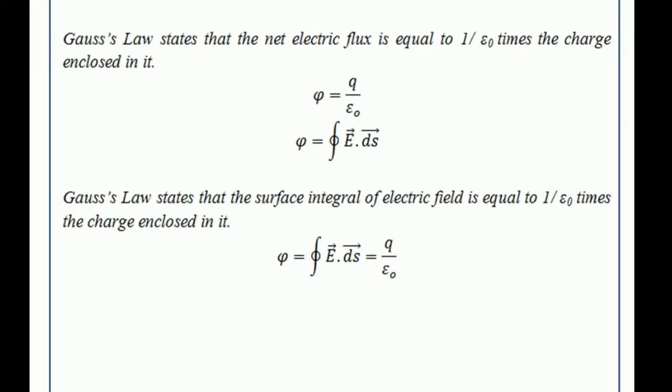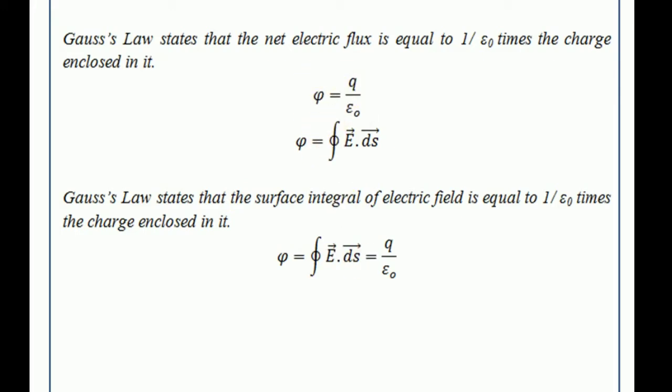Now we'll discuss the Gauss law in magnetism. Before that, let's understand the Gauss law in electrostatics. In electrostatics, it says that the total flux through a closed surface is equal to 1 by epsilon naught times the charge enclosed by the surface. So we know flux is equal to Q by epsilon naught.